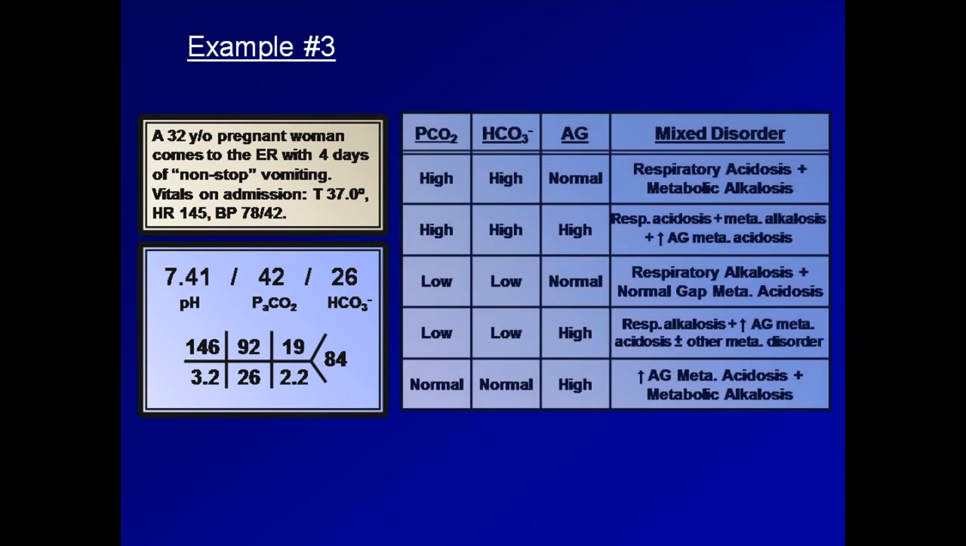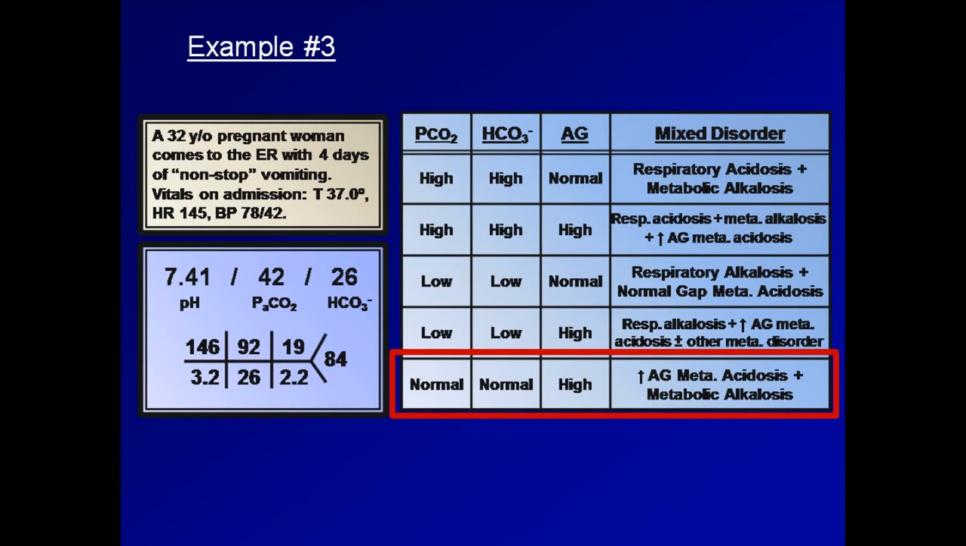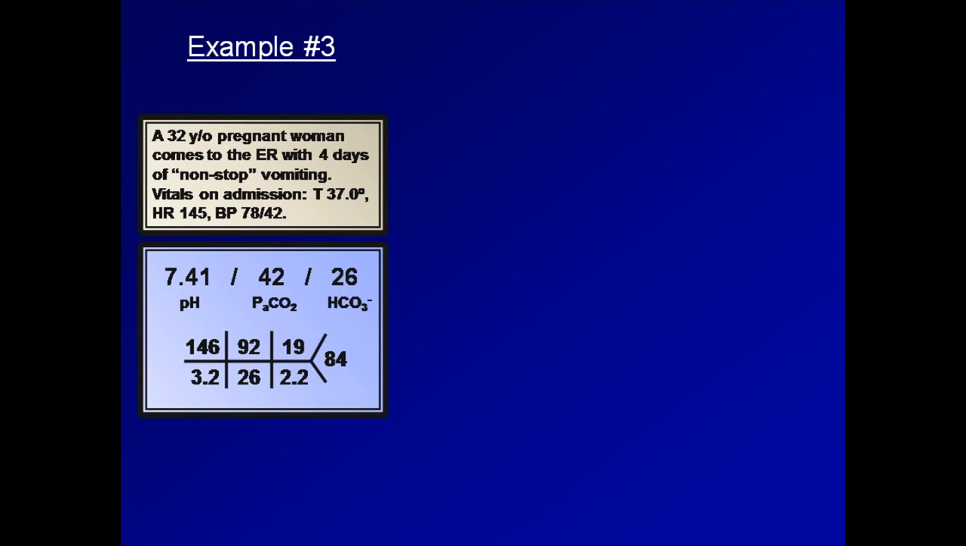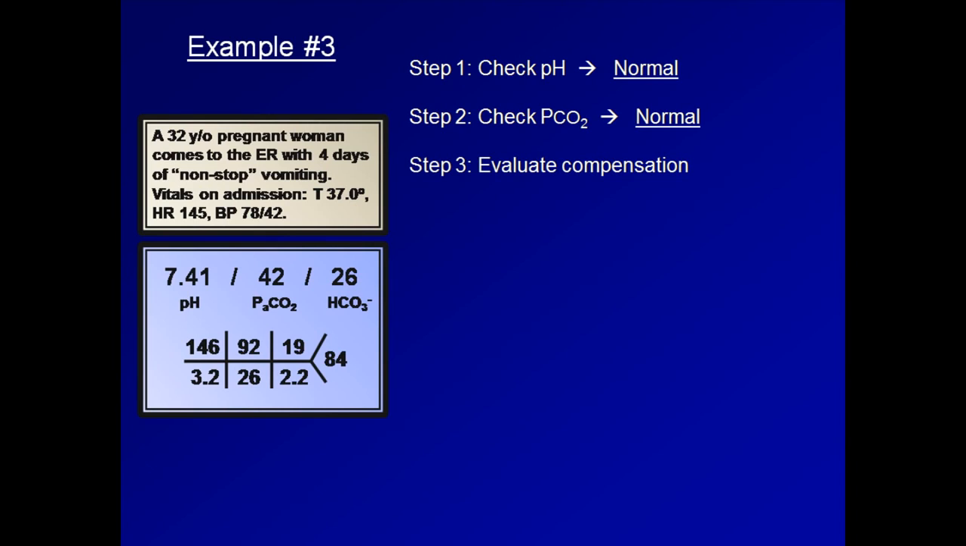If we pull up our chart one last time, we see that this combination of findings occurs in the last row, which is indicative of the combination of an elevated gap acidosis and a metabolic alkalosis. What if we use the standard algorithm? Well, pH is normal, PCO2 is normal. Evaluating compensation makes even less sense here than it did in the previous two examples, since steps 1 and 2 are normal.